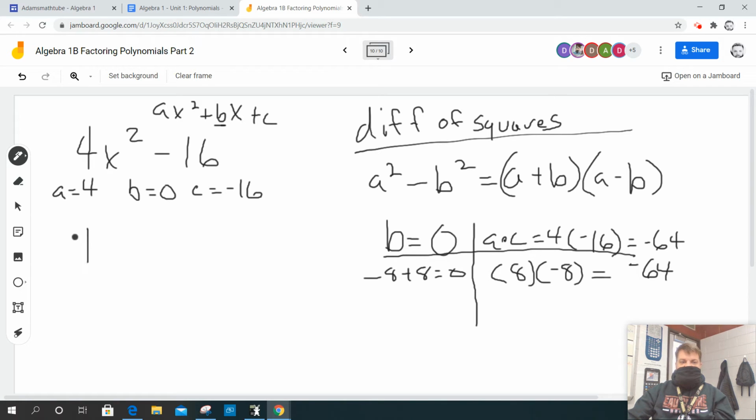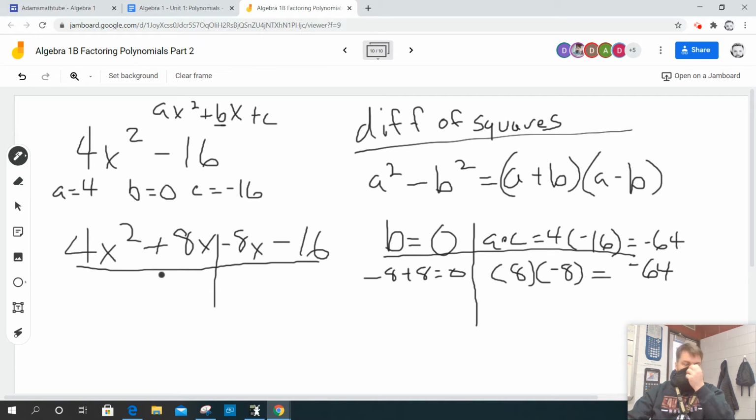So we could do the same thing. I could say 4x squared plus 8x minus 8x minus 16, right? That works, right? 8x minus 8x equals 0, and that equals this stuff up here. Factor out the two terms. The greatest common factor is just going to be 4x on this side. What does that give me?